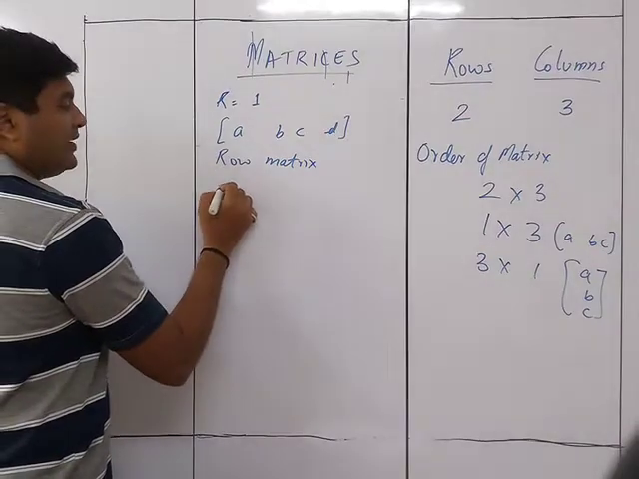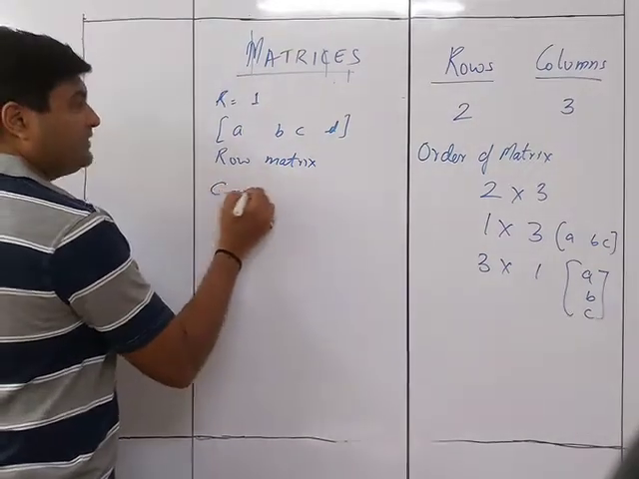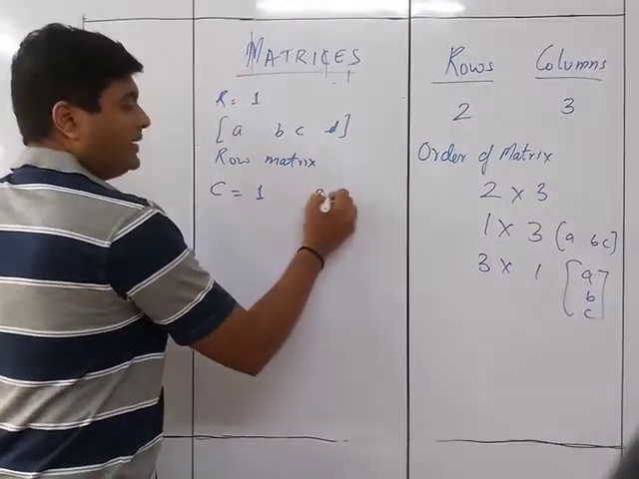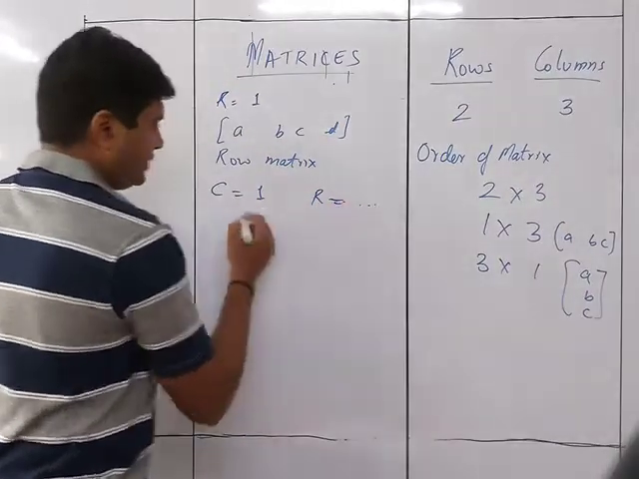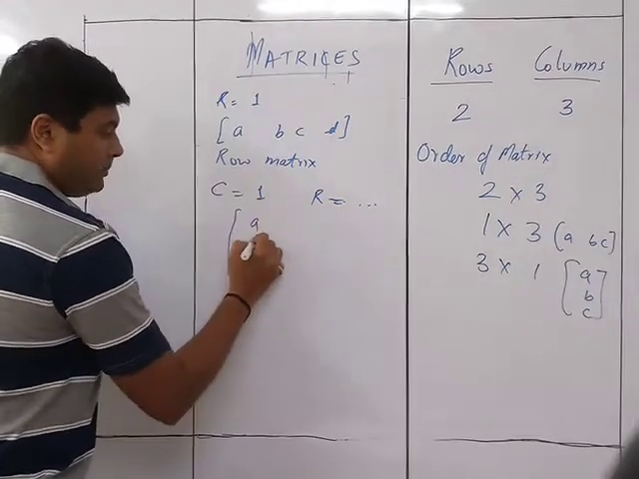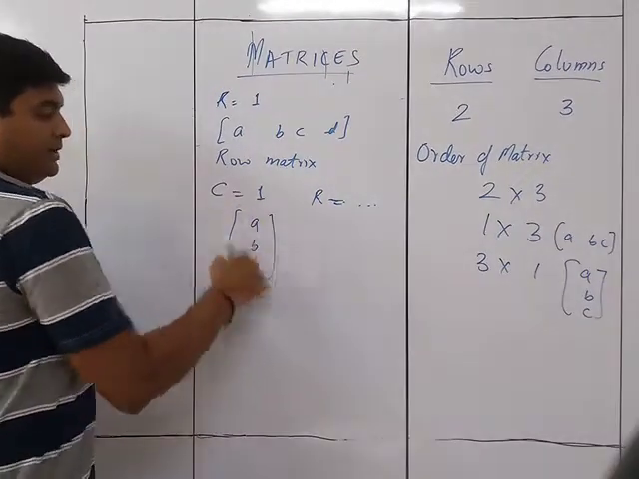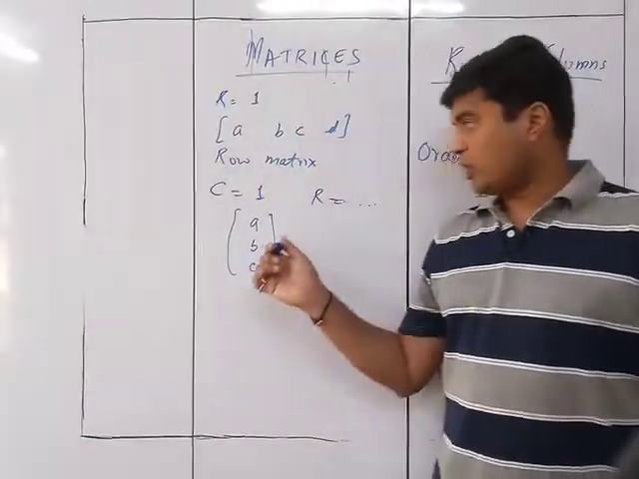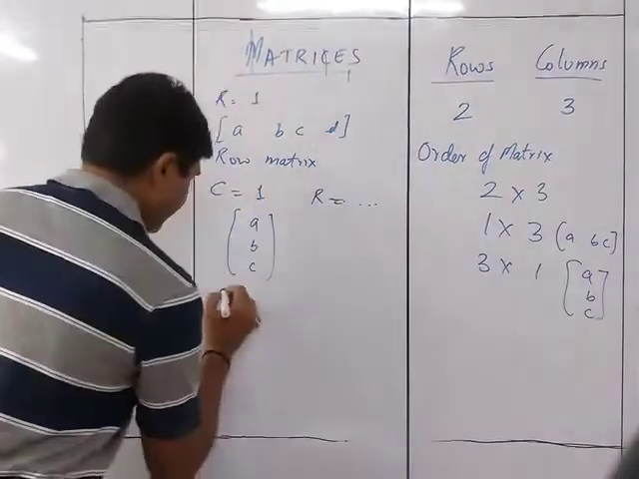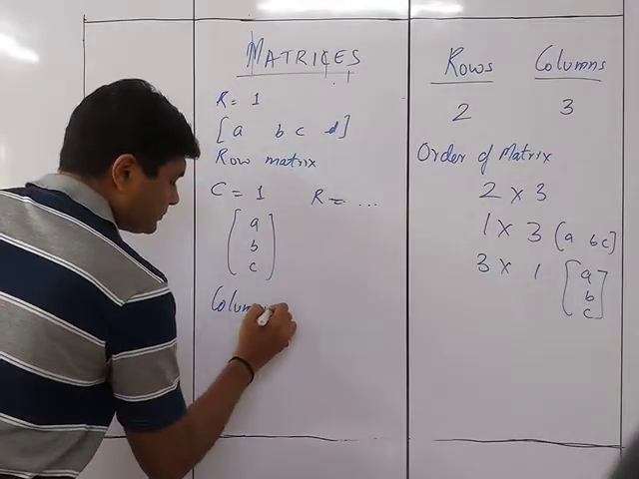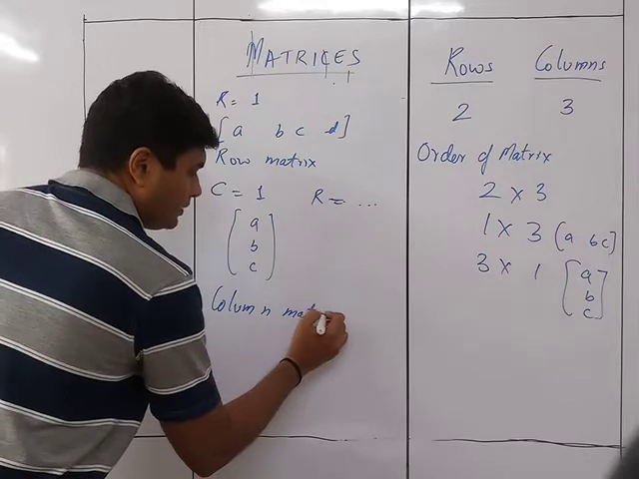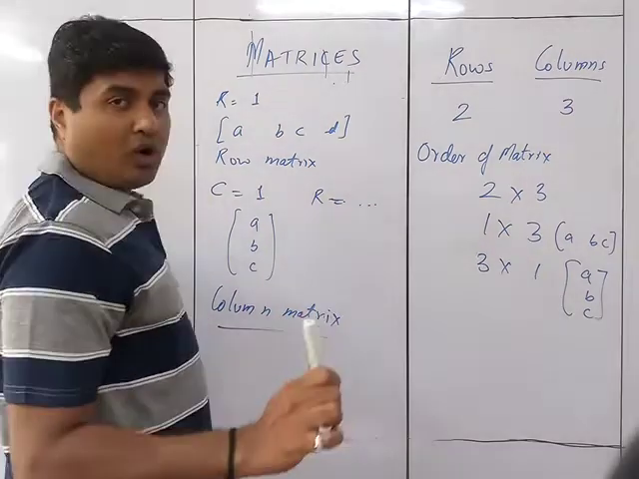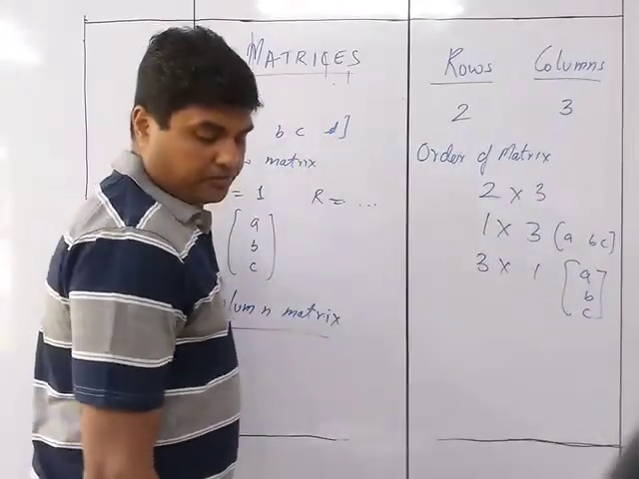Similarly, if there is one which has multiple rows, so C is equal to 1 but rows are many, it will be this way, like this, A, B, C. The column is 1, there is only one column, but the rows are many. So accordingly, this will be a column matrix. Column matrix will be the one which has got only one column but multiple rows.